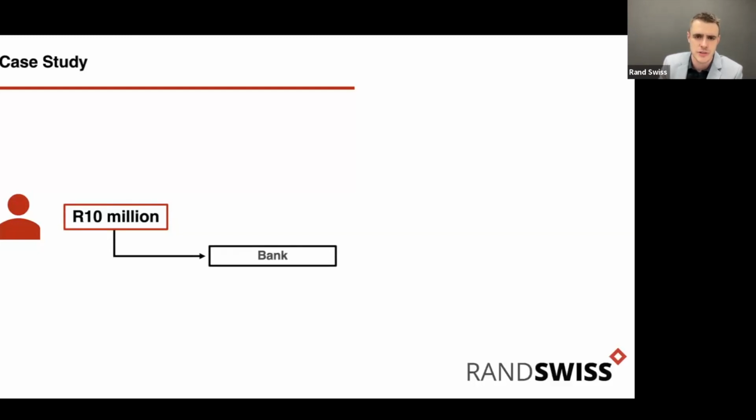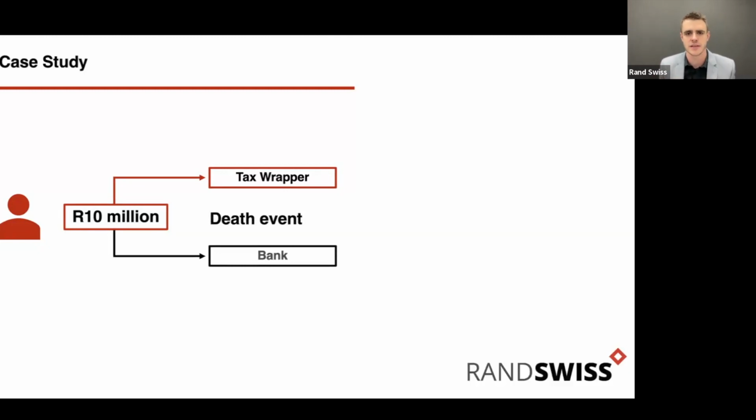Now, the biggest concern around this is especially if they have children or a spouse that depends on them for income. And then there's the other alternative, which is they have a tax wrapper. So now there's a death event. Let's just say in this case, the client passes away. They have 10 million Rand in the bank account, earning after-tax amounts of 5%, which isn't even beating inflation.